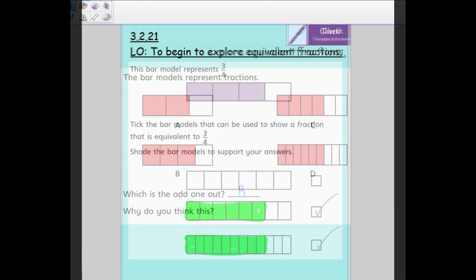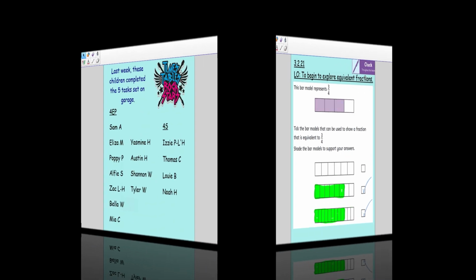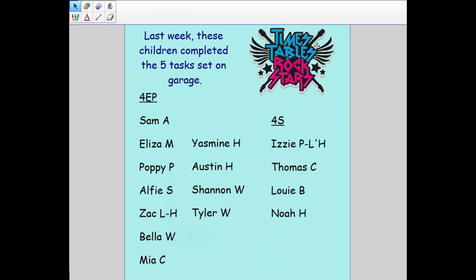Good job. This bar model represents 3/4. Tick the bar models that can be used to show a fraction that is equivalent to 3/4. Shade the bar models to support your answers. The bar models that could have been used to show equivalence to 3/4 were the second one and the third one. Good job.